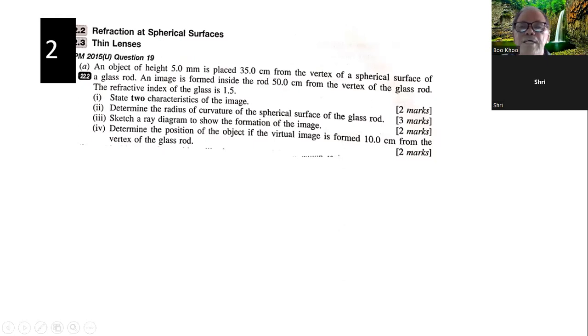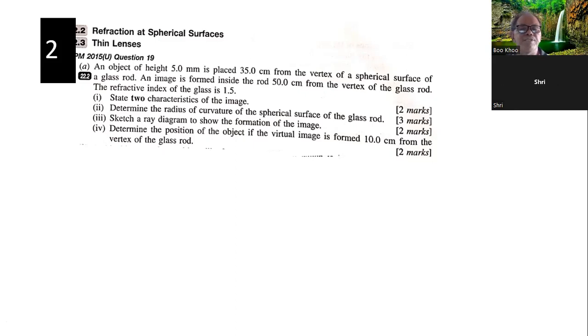Okay. Let's go to the last one, if I'm not mistaken. An object of height 5 millimeter is placed 35 cm from the vertex of a spherical surface of a glass rod. An image is formed inside the rod 50 cm from the vertex of the glass rod. Refractive index 1.5. State 2 characteristics of the image.